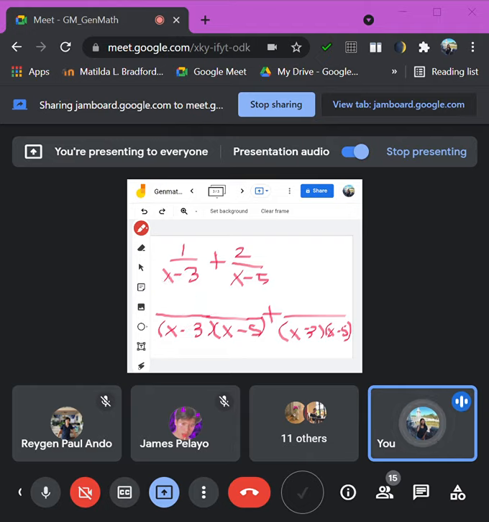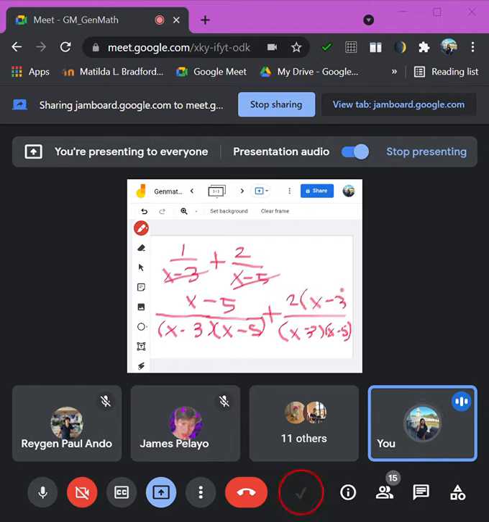Don't cancel your LCD, class. This one cancels, but what is left there is x minus 5. Okay? And then for the next one, what will cancel is this x minus 5. And then x, you will multiply it there. So it will become 2 times x minus 3.